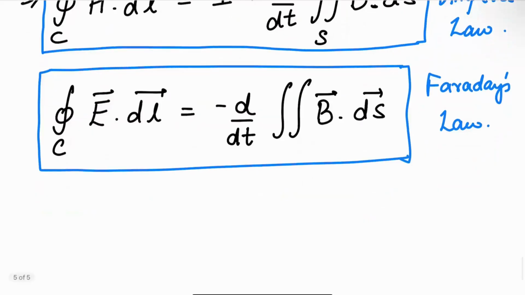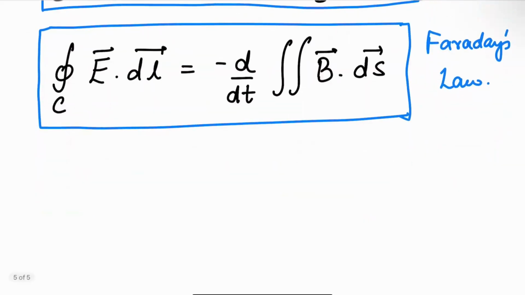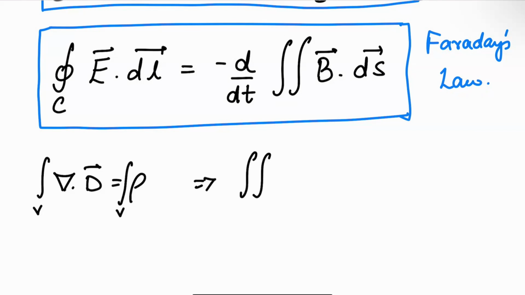So let's do the other two as well. We start with divergence of D equal to rho. We take the volume integral on both sides, and then you apply the divergence theorem. That gives me the surface integral of D dot dS over a closed surface is equal to Q.